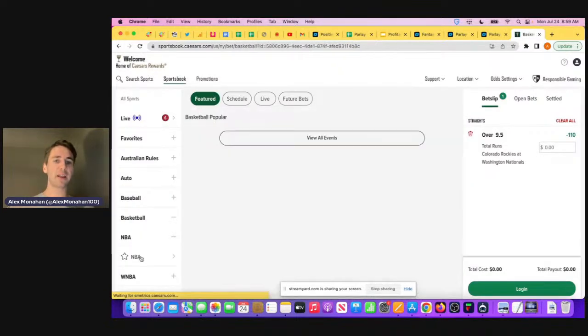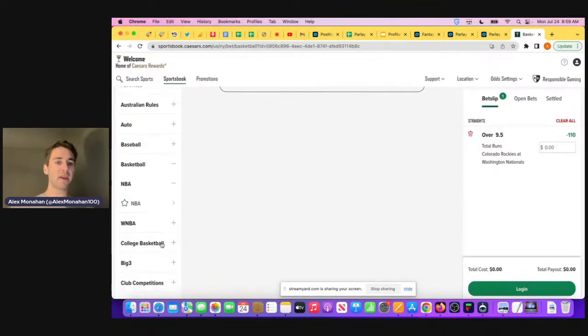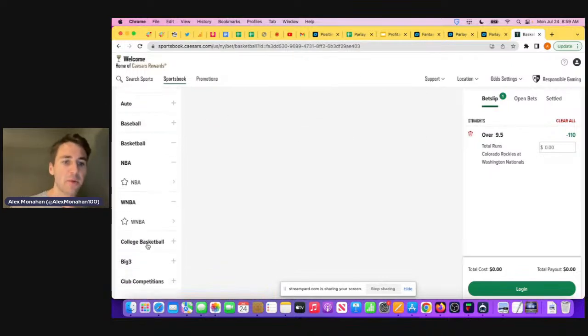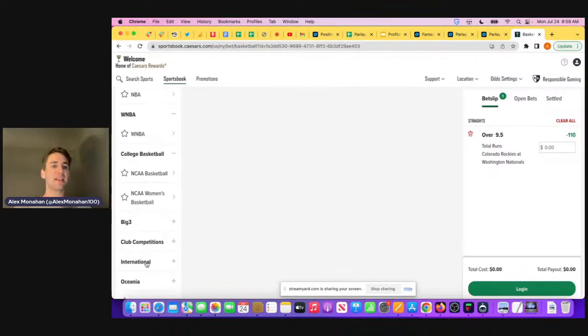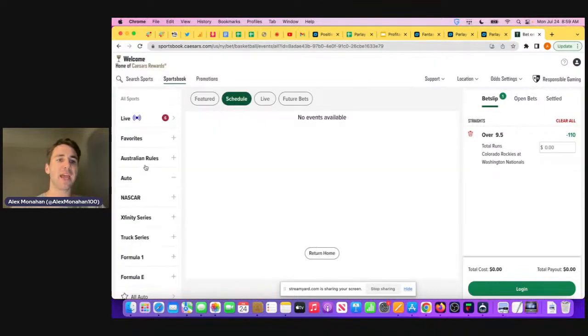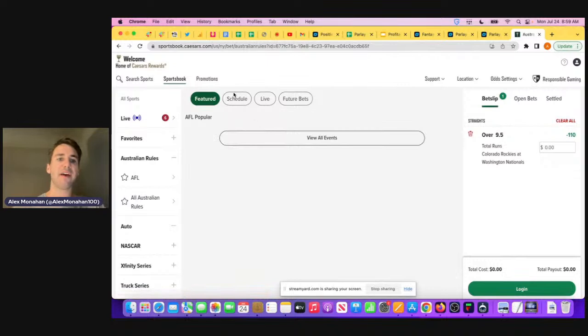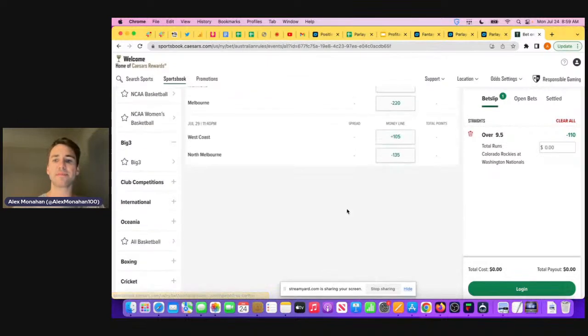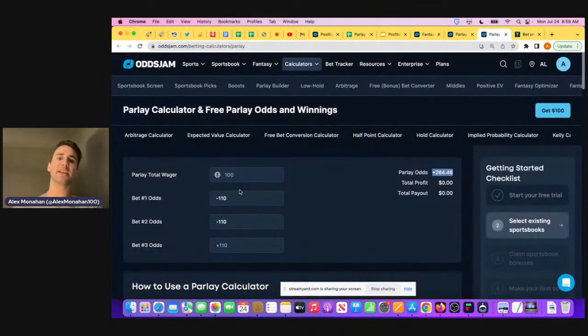We can actually try to find a basketball pick. If I go to the WNBA, it doesn't look like there are any games today. Maybe in the Big3, let's see. Anyways, a little annoying. Let's go to AFL. Is there any games? Long story short, any two plays you put together at minus 110 odds in a parlay, your parlay comes out to plus 264.